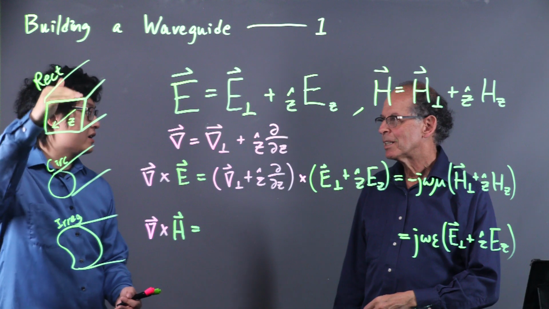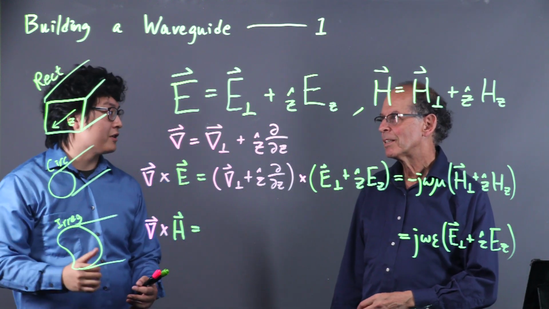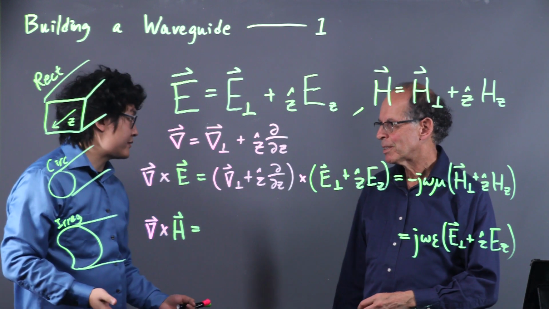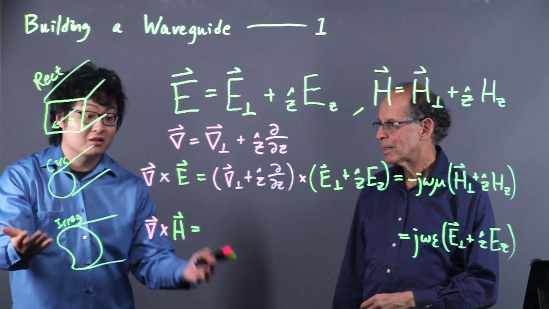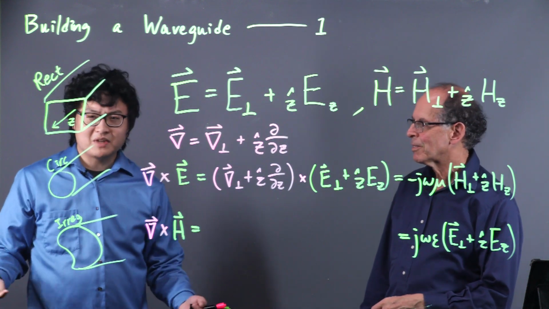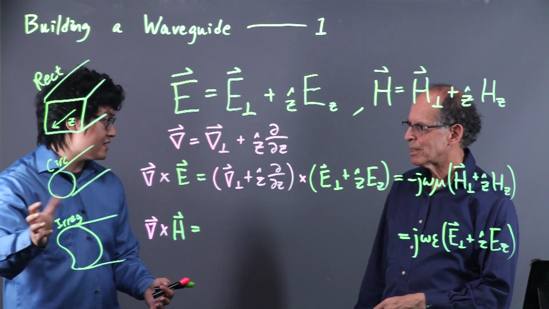standing wave in a cross section and then a traveling component coming out of the tube. But there are other shapes of waveguides as well, right? We could have circular and we could have some irregularly shaped waveguides. Let me ask you, are there also standing waves in these kinds of waveguides?